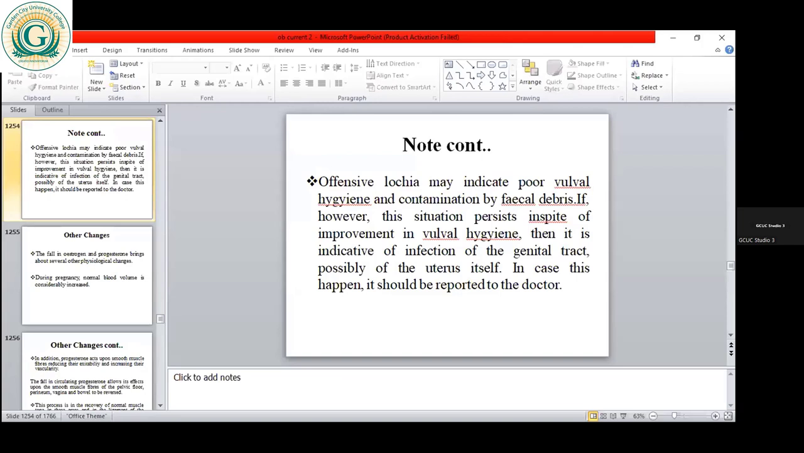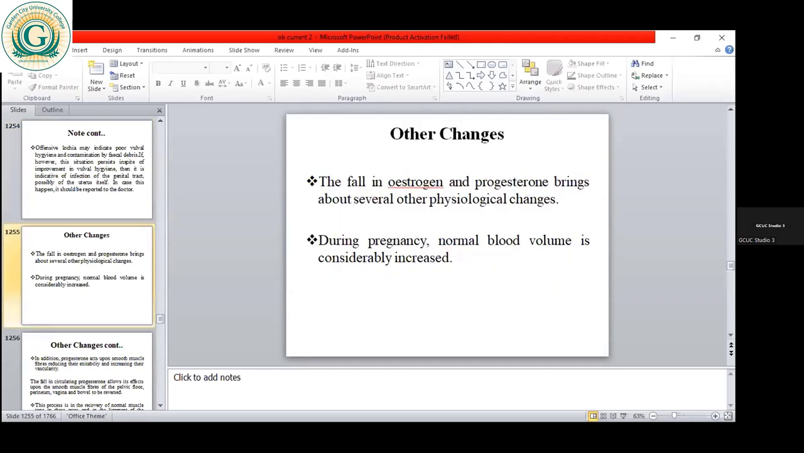When the woman is seriously calling you to tell you that the discharge coming is not good at all, it's very offensive, then you should think of infection and something has to be done immediately. So that is lochia: lochia rubra, lochia serosa, and lochia alba.